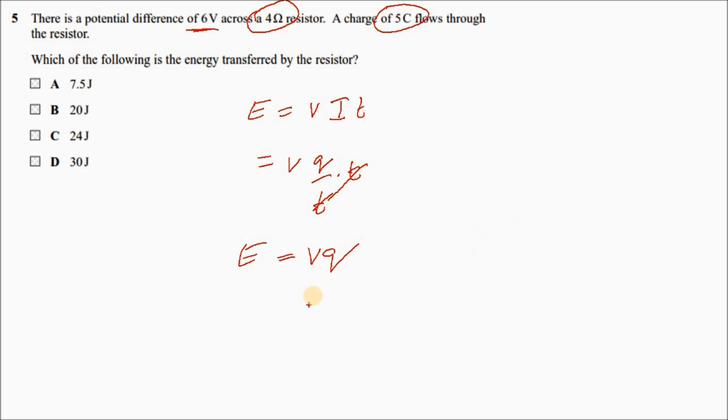So V is 6 and charge is 5 coulomb. 6 times 5 is 30, so 30 joule. Option is D.